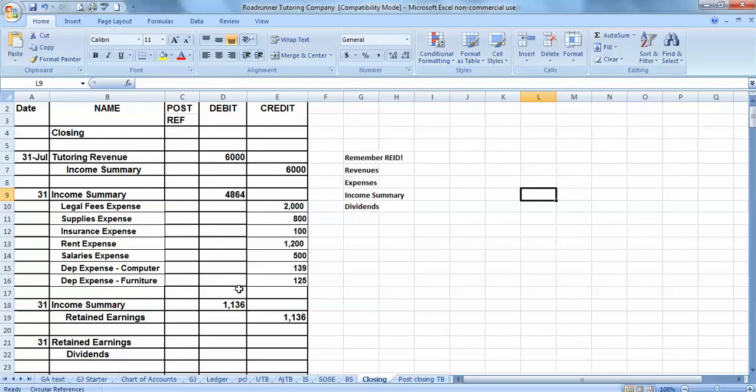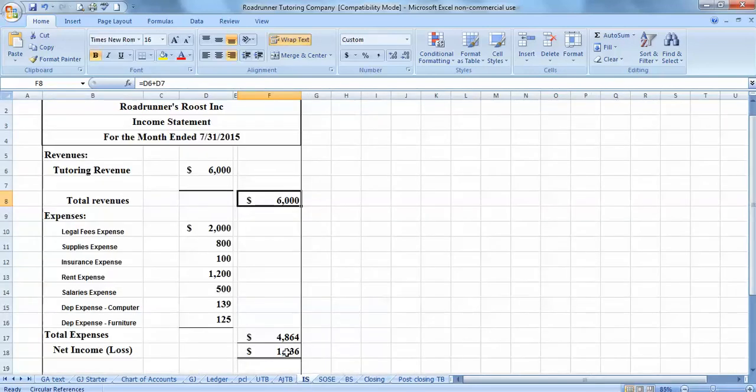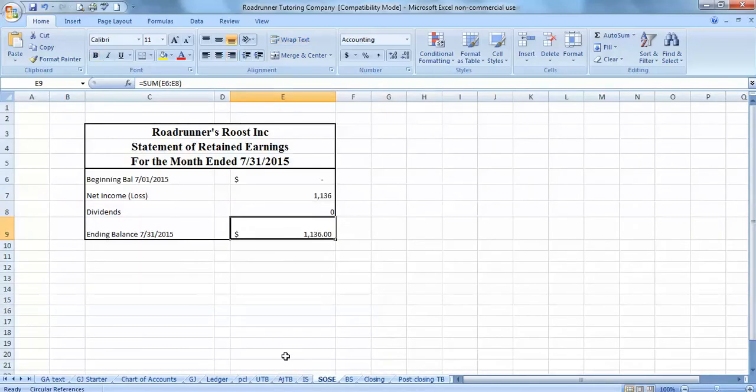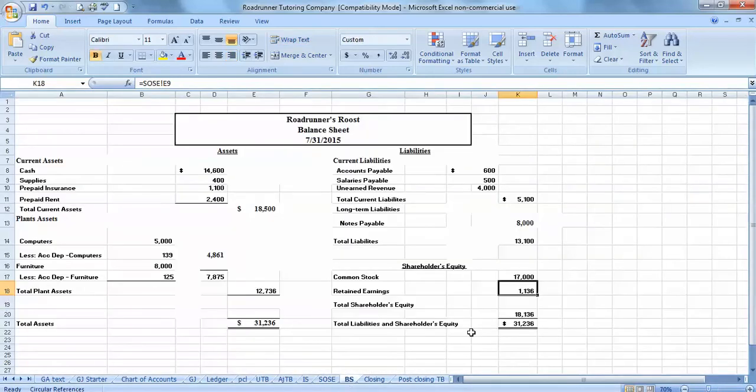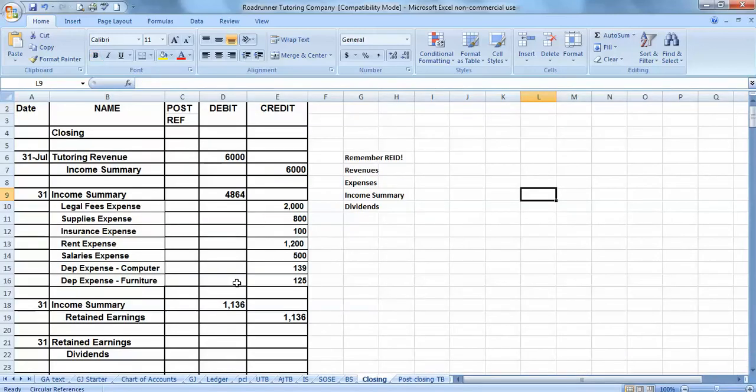So we have that money, the $1,136, sitting in income summary, but income summary is only used to summarize. We now have to physically, through this process, move that income summary into the retained earnings, which is what we did by moving the income statement income into the statement of retained earnings. We have done that, and it was moved then over to the balance sheet. Through this closing process, we have now actually physically moved that retained earnings over to the balance sheet.